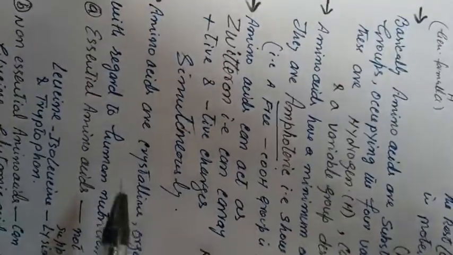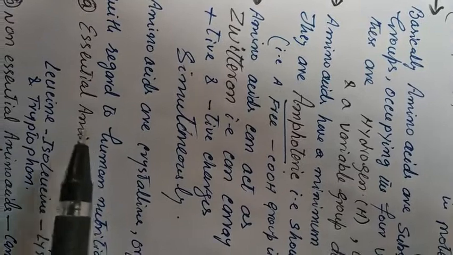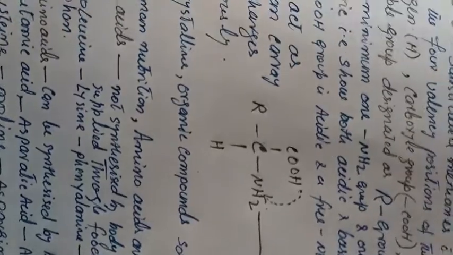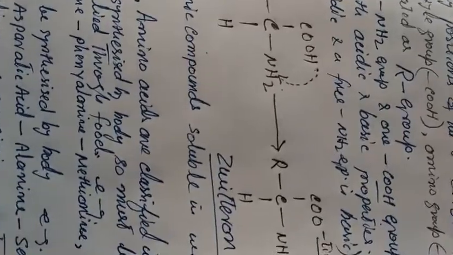Now with regard to human nutrition, amino acids are classified into essential amino acids and non-essential amino acids. Essential amino acids are those amino acids which are not synthesized by our body, so they must be supplied through our food. These essential amino acids include leucine, isoleucine, lysine, phenylalanine, methionine, valine, and tryptophan.